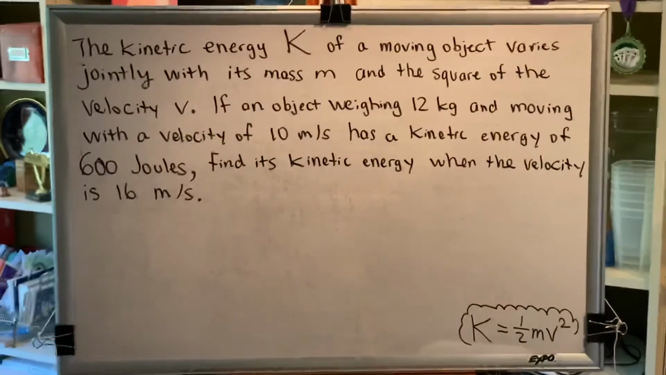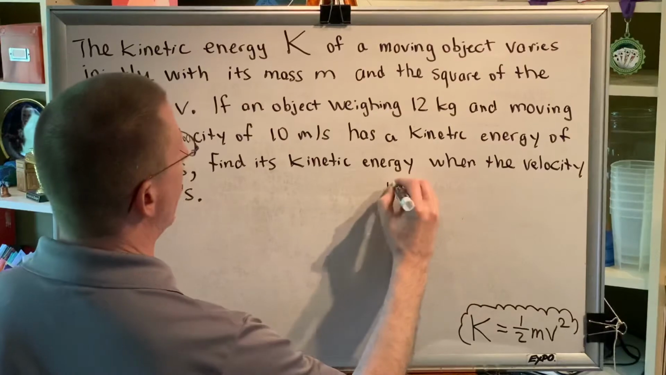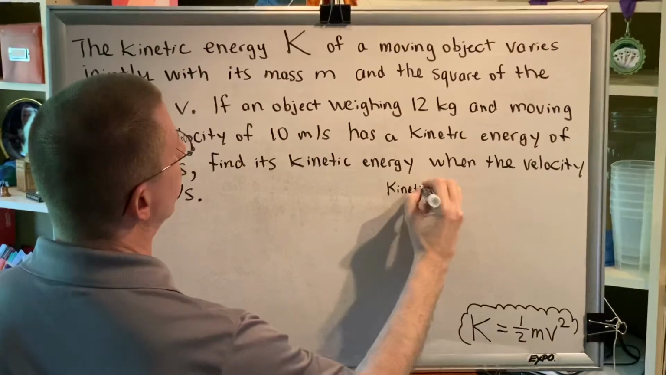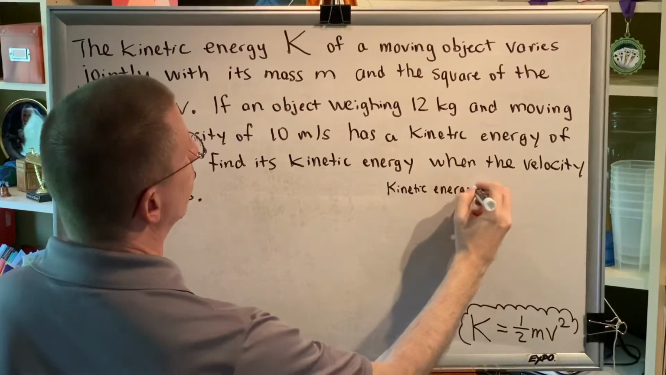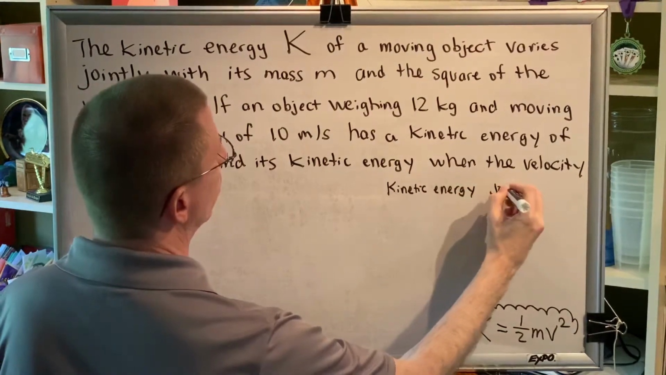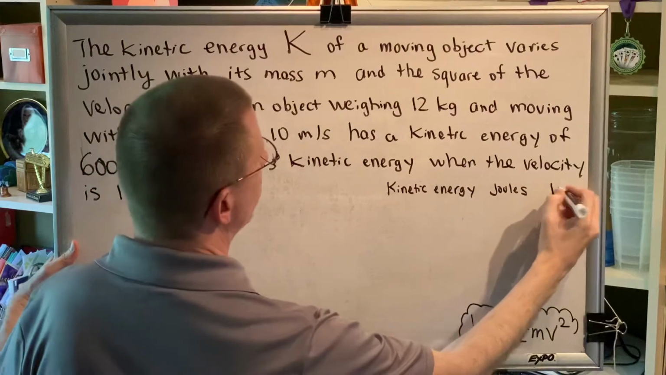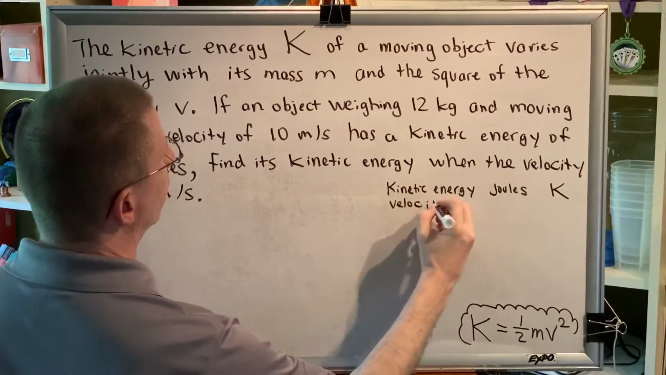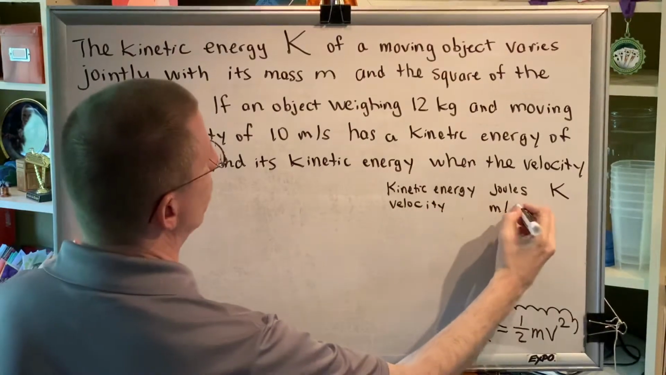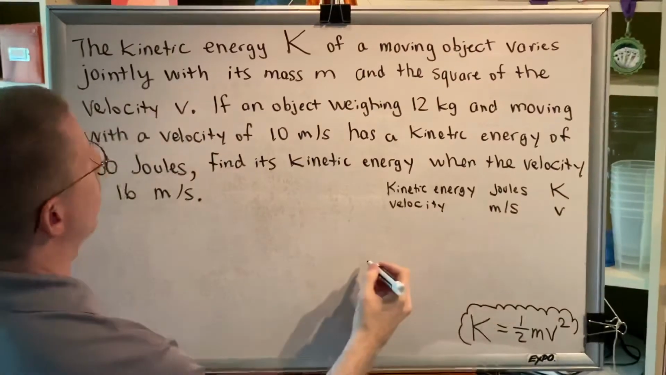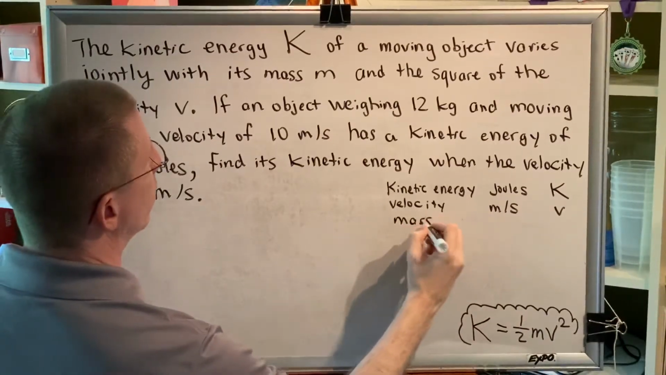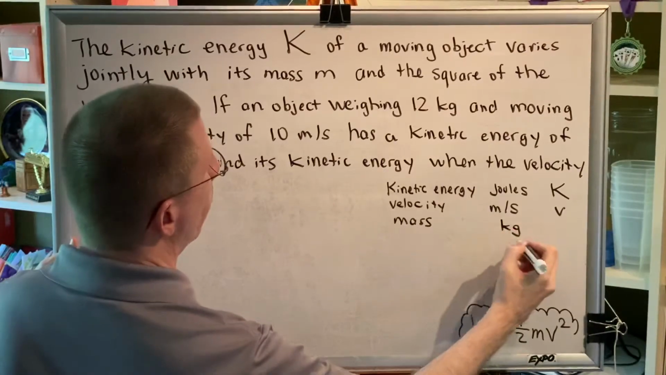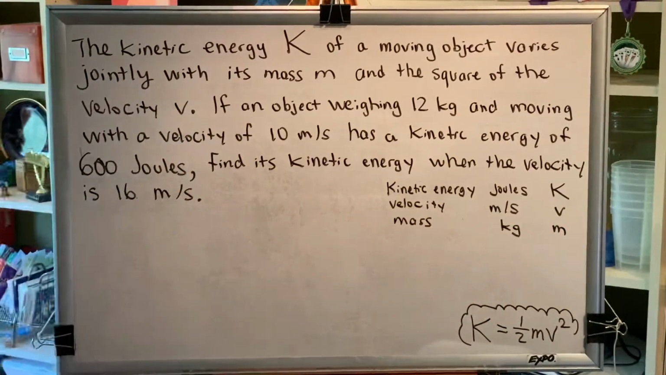I'd like to make a short list of the things we're measuring, the units of measurement, and the variable, just like we did in the last problem. So we have kinetic energy, which is measured in joules, and we're using a capital K. We have velocity, which is measured in meters per second, and we're using the variable v. And we have mass, which is measured in kilograms, and we're using the variable m. Okay, great. So let's write our equation.